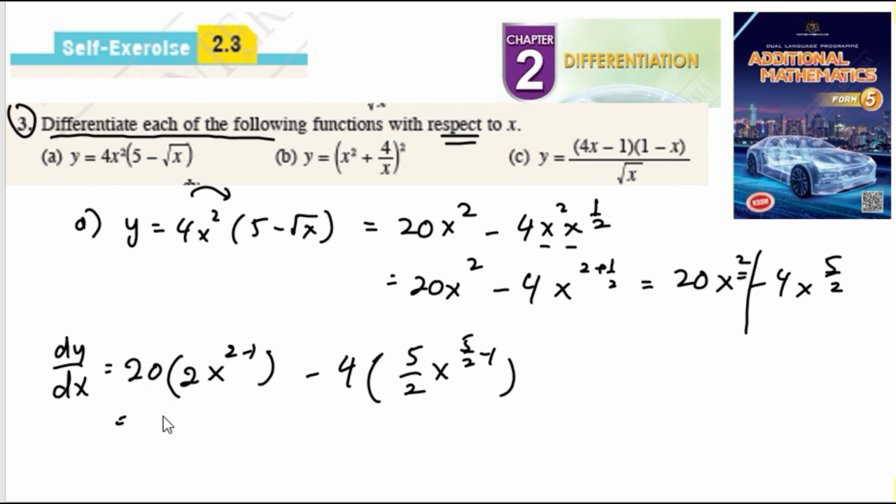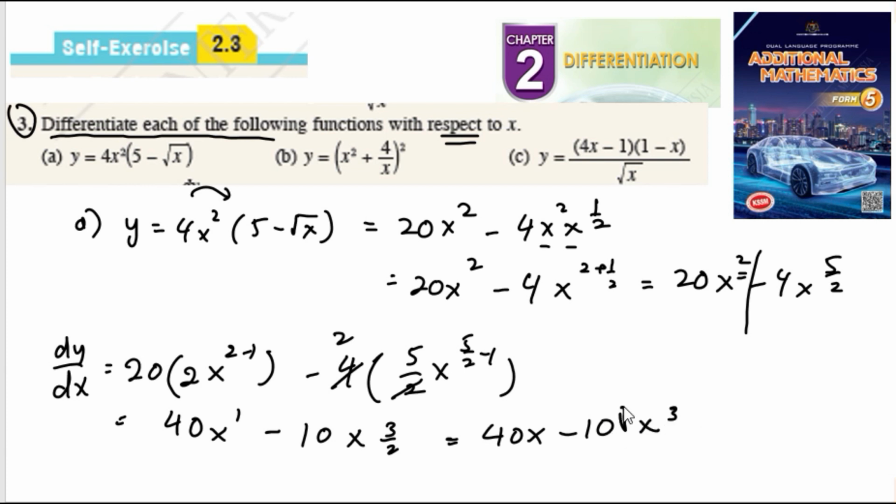Here 20 times 2, you get 40, x to the power of 1, or x, minus, so 4 times 5 over 2, you can cut this, you get 10. So x, this one is 3 over 2. So which is equal to 40x minus 10 x to the power of 3 over 2. So we know x to the power of 3 over 2 is the same as x to the power of 3 and 2.